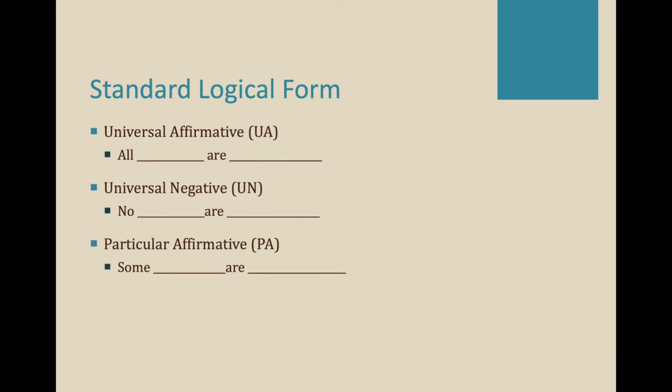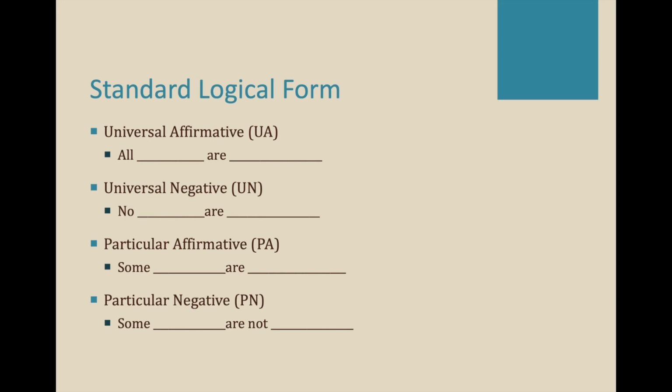Then we have particular affirmative. The standard logical form for particular affirmative statements, abbreviated as PA, is always "Some members of the subject term class are in the predicate term class." And then similarly with the particular negative, abbreviated as PN, the standard logical form is always "Some ... are not ...". In other words, some members of the subject term class are not included in the predicate term class.